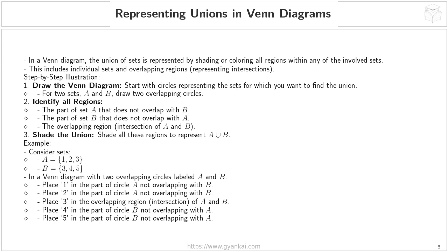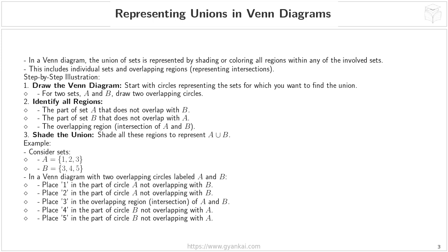First, we put 1 in the part of circle A that doesn't overlap with B. Then, we put 2 also in that same part of circle A. Next, 3 goes in the overlapping region, because it's in both A and B. Then 4 goes in the part of circle B that doesn't overlap with A, and finally, 5 goes in the remaining part of circle B.